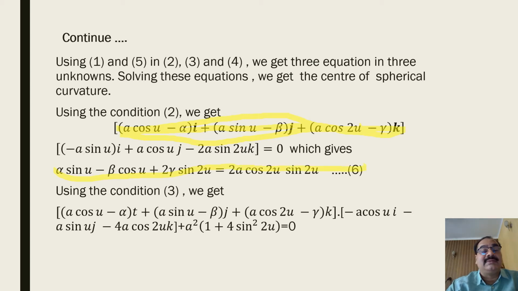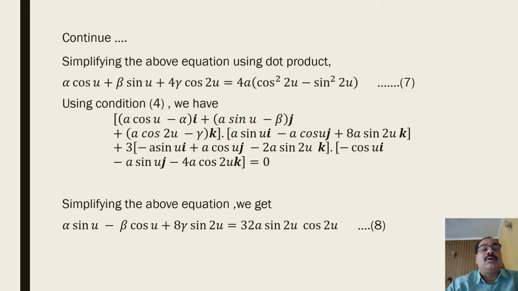This is a beautiful relation: a sine u minus b cosine u plus 2 gamma sine 2u equals 2a cosine 2u and sine 2u. This is equation number 6. Using condition 3 in this equation, you will get this relation. Now further simplifying the above equation using the dot product, you may write this equation: a cosine u plus b sine u plus 4 gamma cosine 2u equals 4a (cosine square 2u minus sine square 2u). Using condition 4, further here you will get this expression as 0.